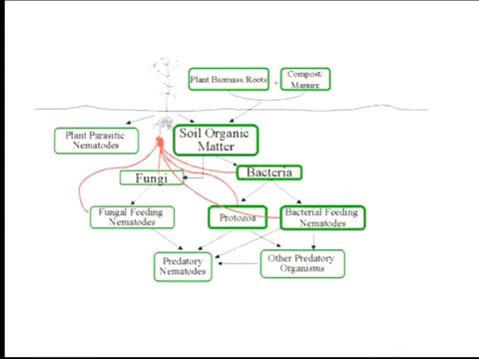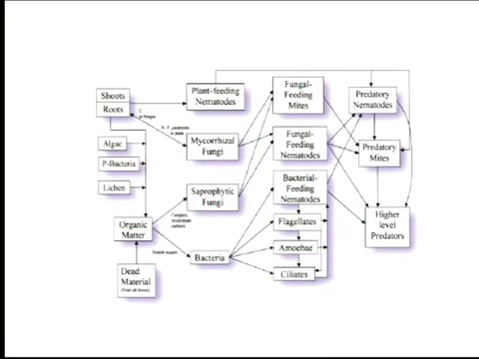Next. So here's again the food web. Next. And this is another much more complex food web. So you can see that organic matter is at the center of all these very complex food webs. The more complex your food webs, the less chance there is for pathogens to affect your roots in your system.